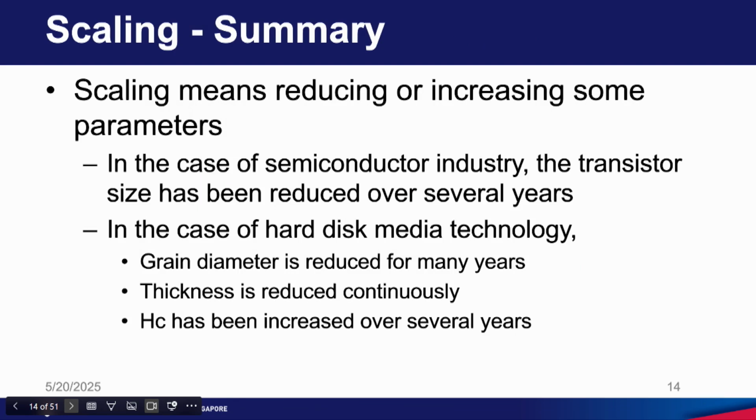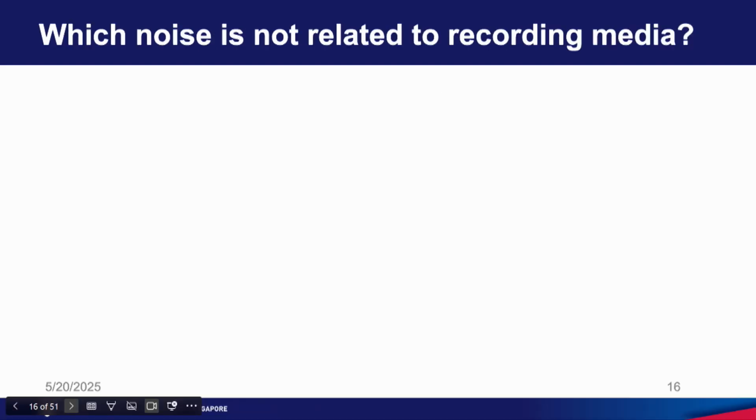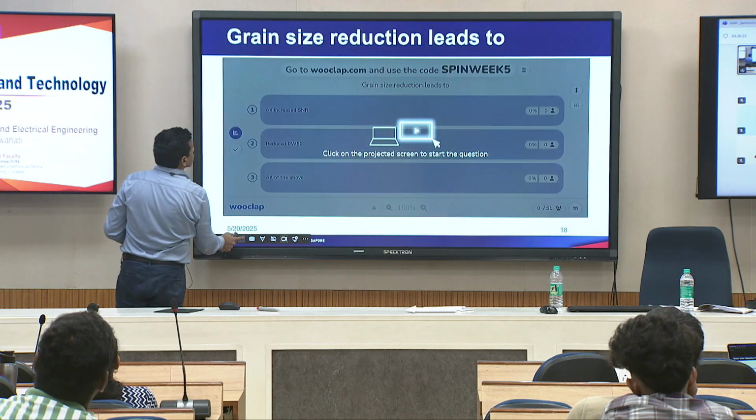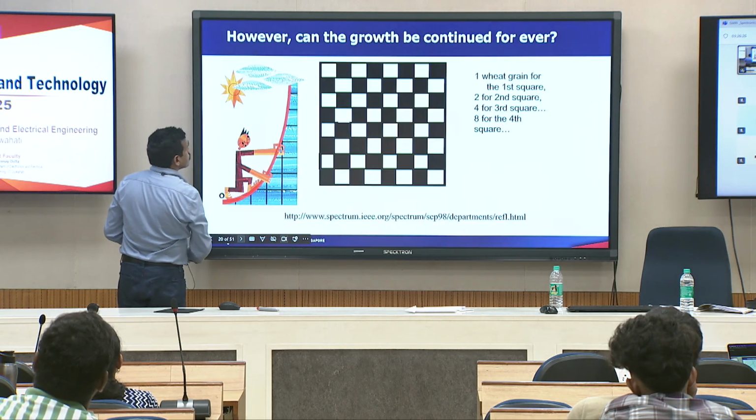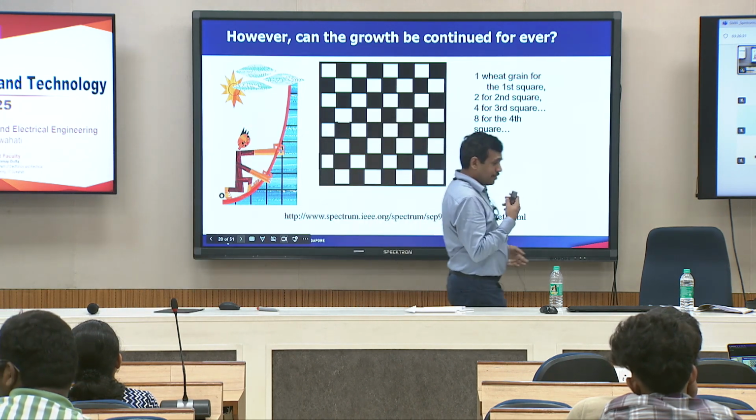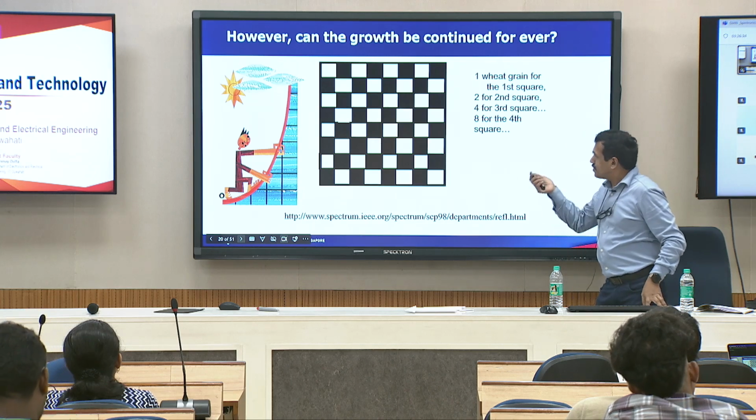So, basically scaling means reducing or increasing certain parameters. So, reduce MRT, increase coercivity, reduce grain diameter. All these things have been happening in the hard disk industry. So, what is the implication of this? There is some implication. I will tell you after telling this story.